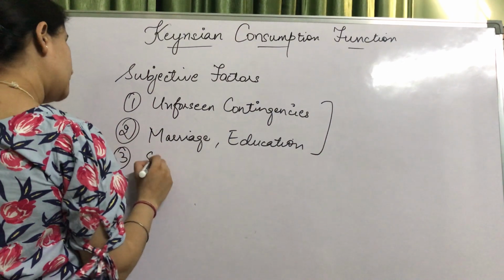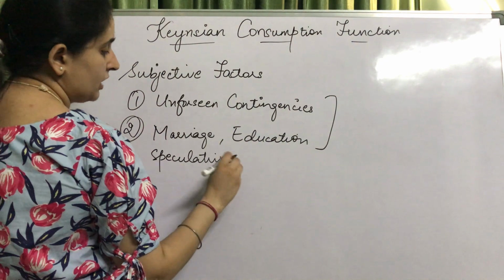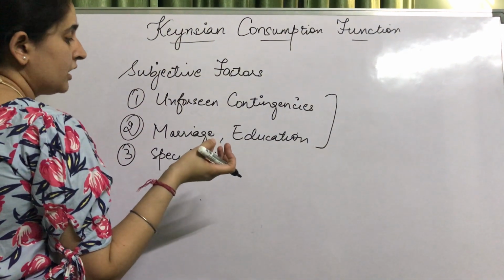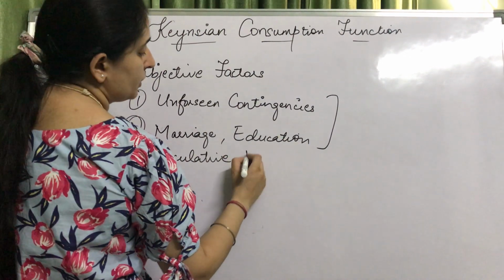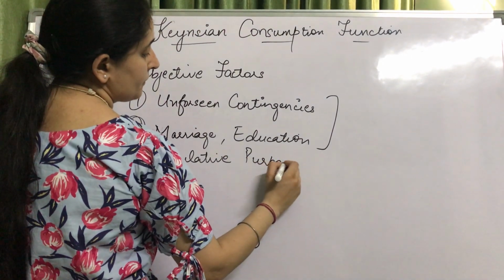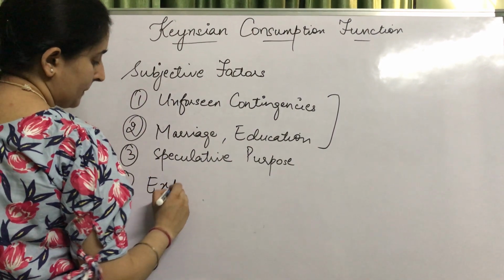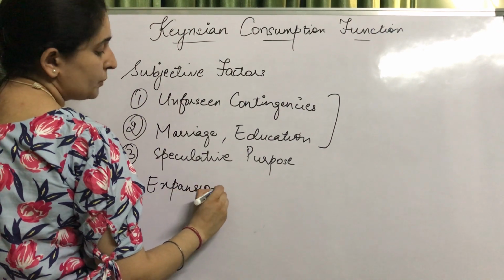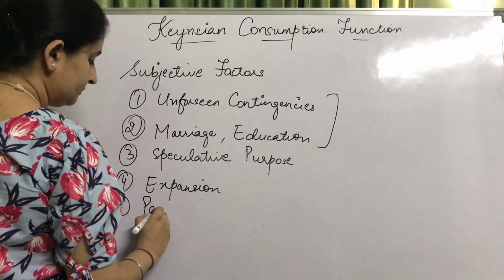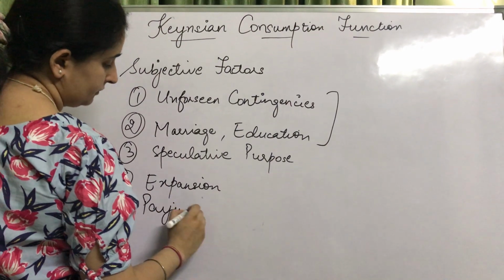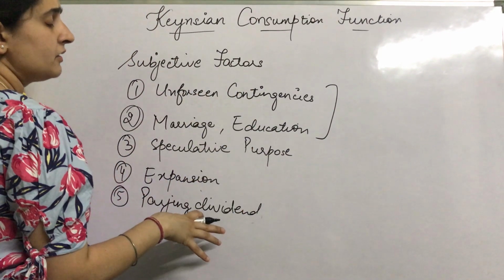Then for speculative purposes, we also save. Many people nowadays are investing in a lot of things, so I'm talking about speculative purposes too. Then why do businessmen save? For opening up or expansion purposes. Then they save for paying dividends, right? So these are the points related to subjective factors.